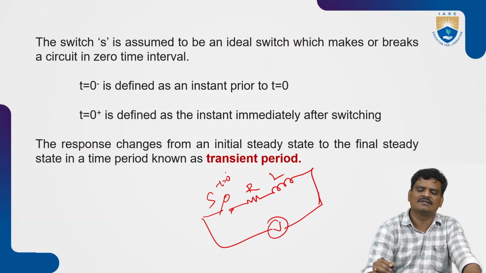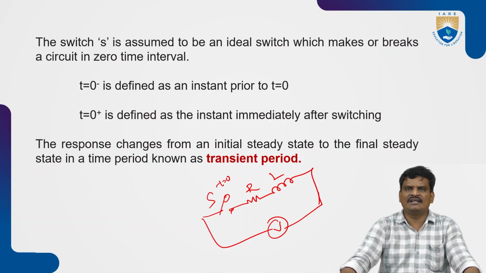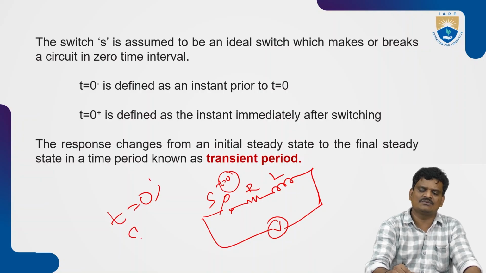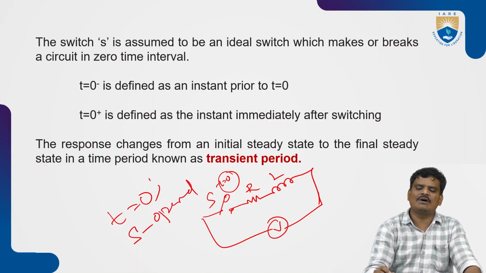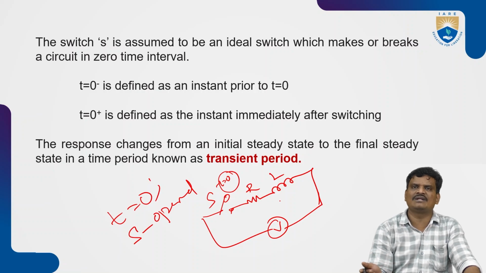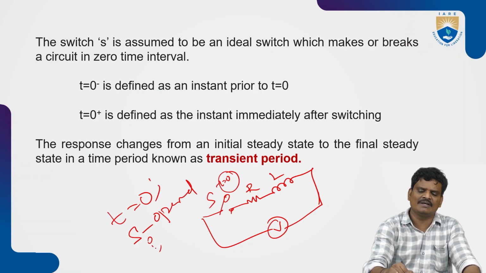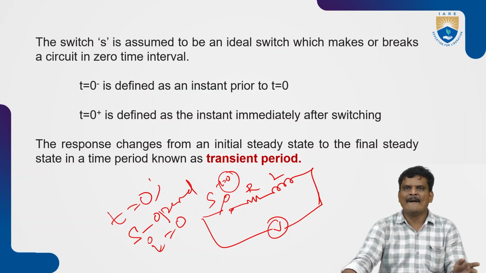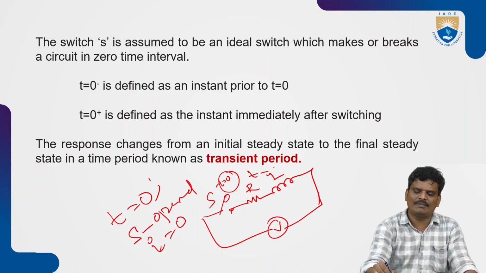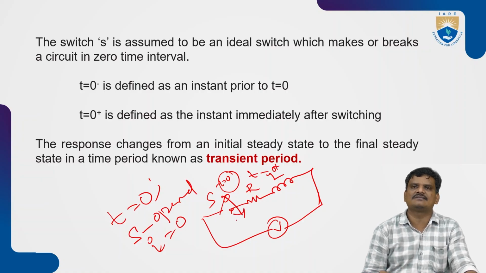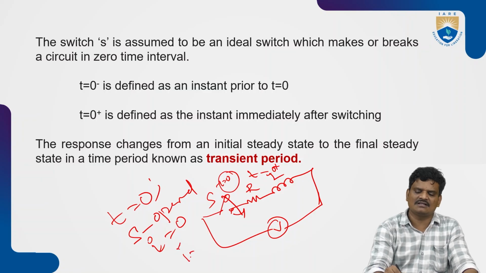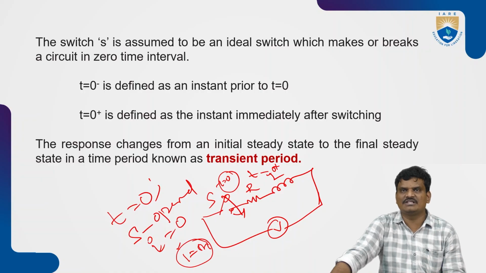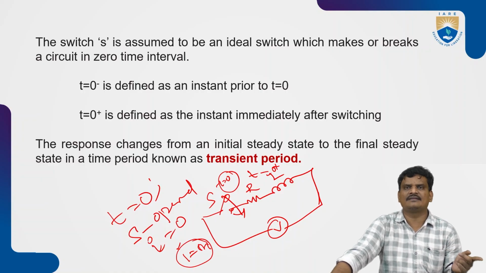At t equal to 0, that is when the time is considered as 0, the switch is open, and as you know, under open condition the current flowing in this circuit will be completely equal to 0. At t equal to 0 plus, I am trying to close the switch like this. When the switch is closed, the circuit is going to have some current passing through it. So there will be two operations of a switch: one is opening and the other is closing.